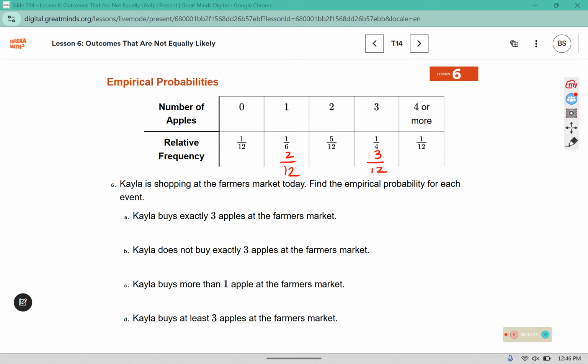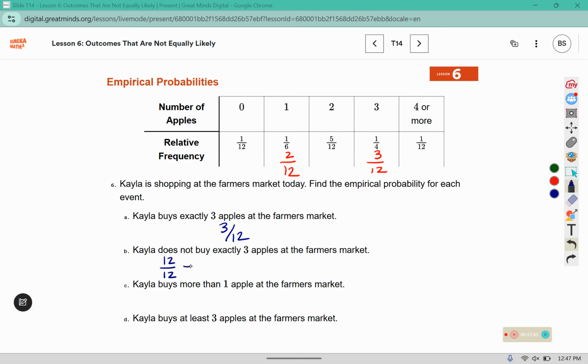Kayla is shopping at the farmer's market today. Find the empirical probability for each event. She buys exactly 3 apples at the farmer's market. That would be 3/12, or you can leave it as 1/4. Kayla does not buy exactly 3 apples at the farmer's market.